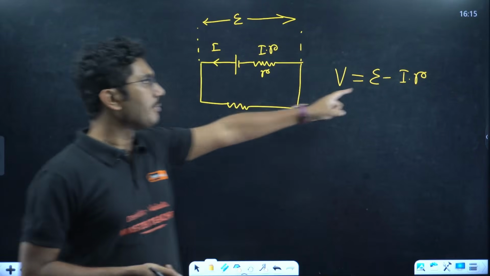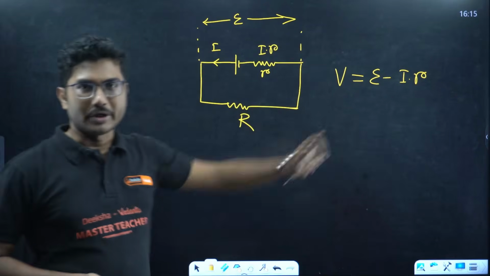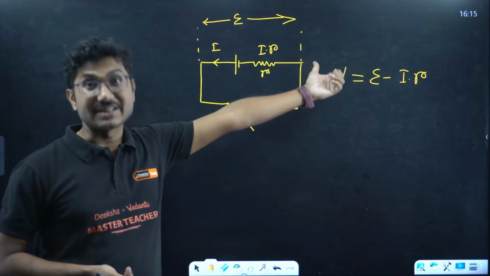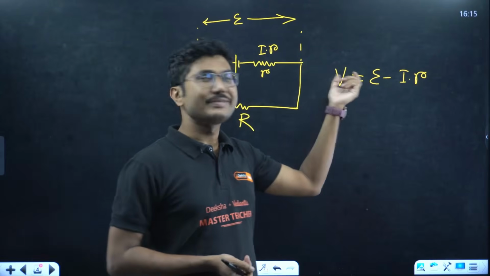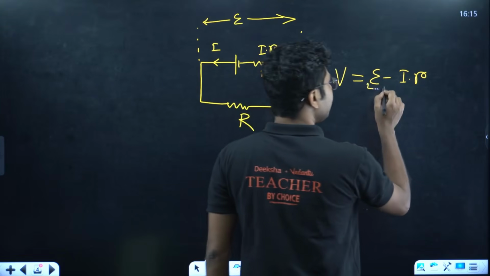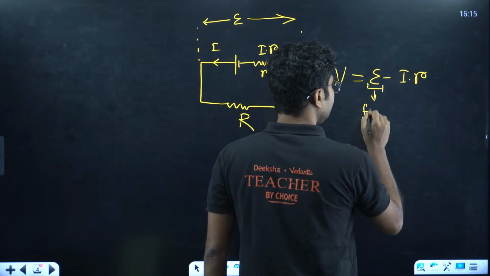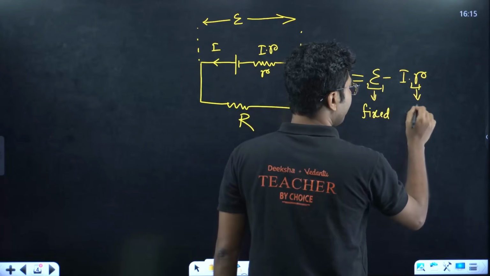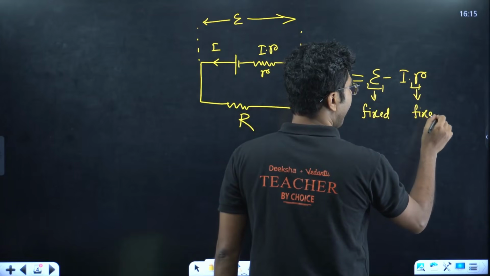Now it obviously depends on the current. Okay, so terminal voltage is not a fixed value like EMF. EMF is a fixed value, by the way. EMF is fixed. And this small r is also fixed, right?